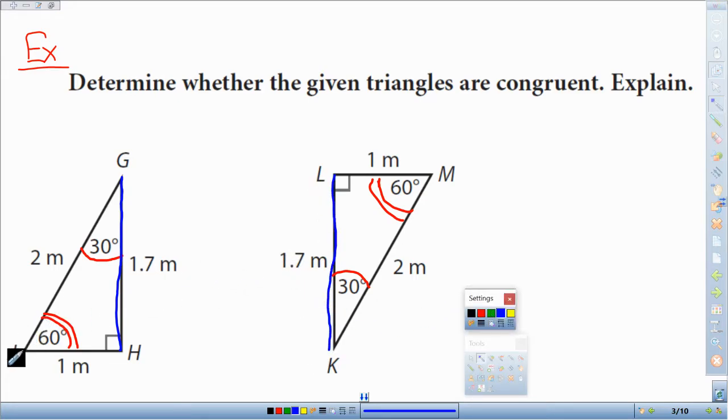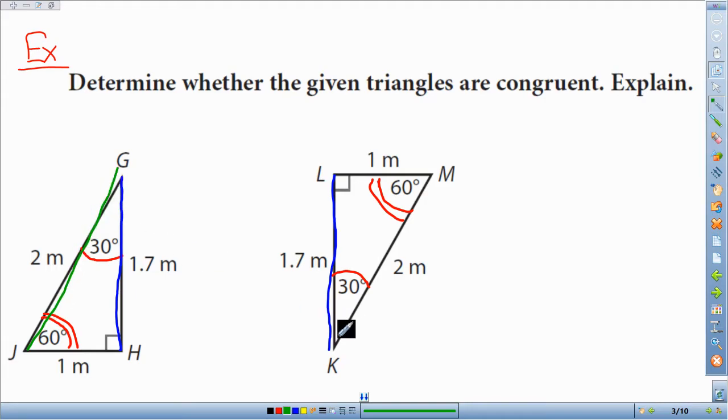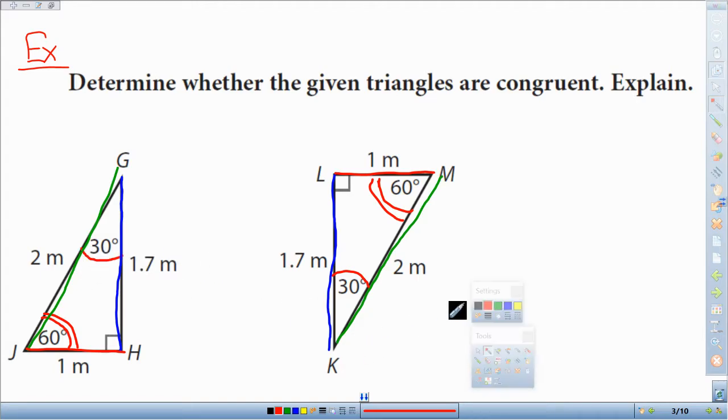All right, and just making my way around, we can see that this side length here, I'm going to make it green, JG is 2 meters. That means it's congruent to KM. And then we can see that JH is congruent to LM. So what we just realized is that all of the corresponding parts of these triangles are congruent. That means the triangles themselves are congruent to one another.